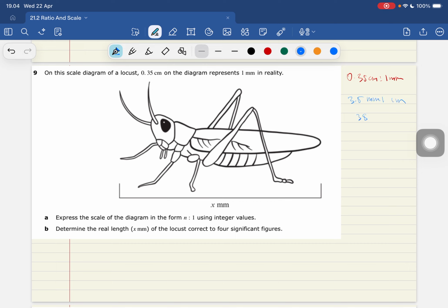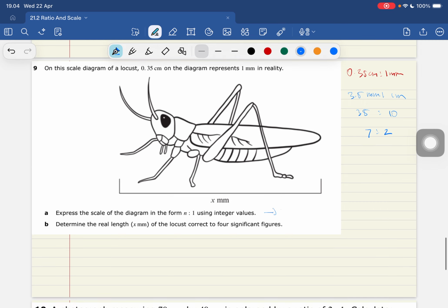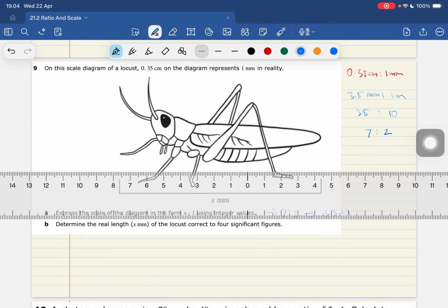So it's going to be 35 to 10, which is 7 to 2, so we can convert it to be 3.5 to 1. So determine the real length. So the real length, we need to measure it from here.